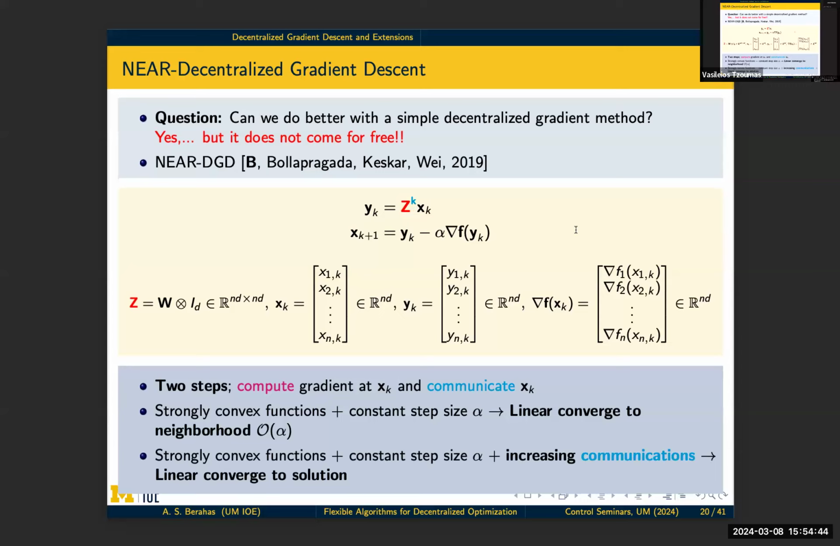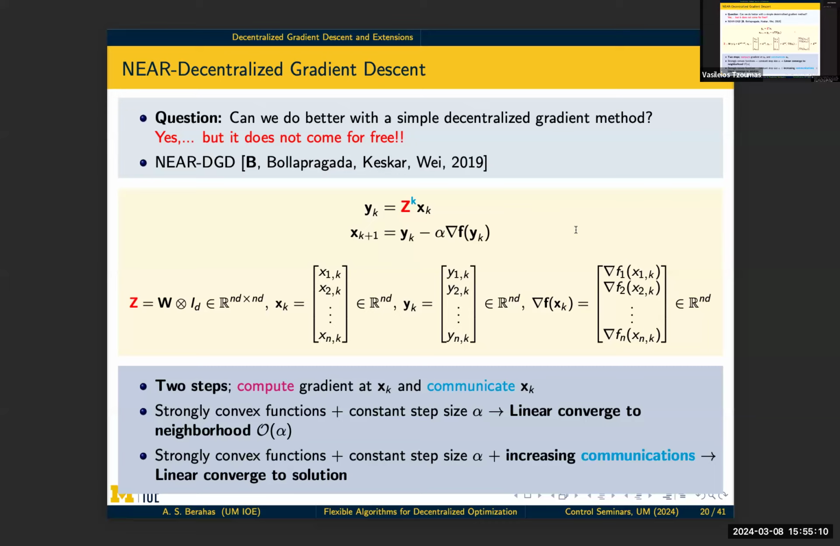In fact, in order to get convergence to the exact solution, what I need to do is now say, I'm not going to be communicating once with my neighbors. At the kth iteration, I'm going to communicate k times. So I'm going to send information k times at the kth iteration. So if you run 1,000 iterations, you need to communicate 1,000 times. That's not great, right?